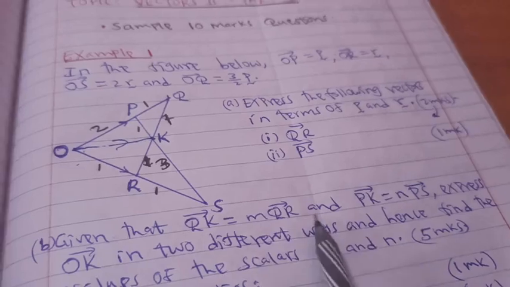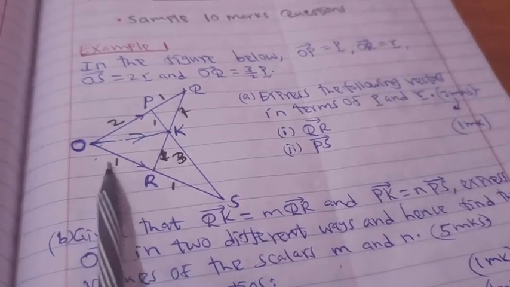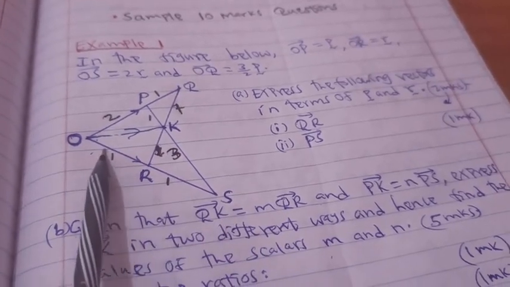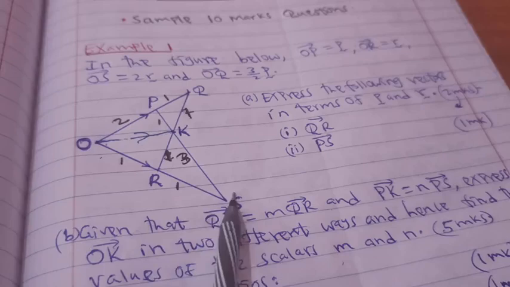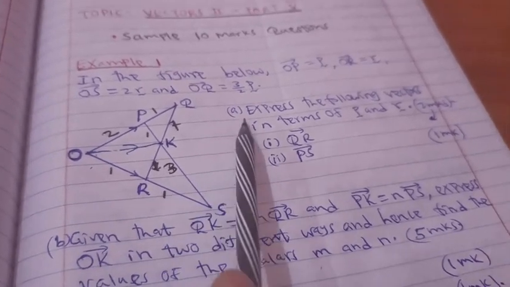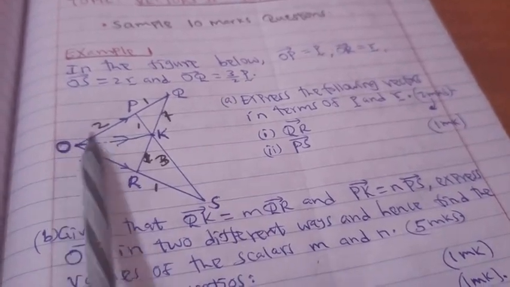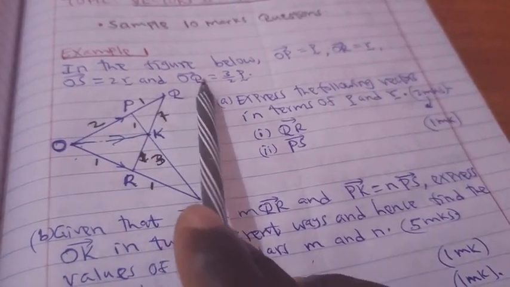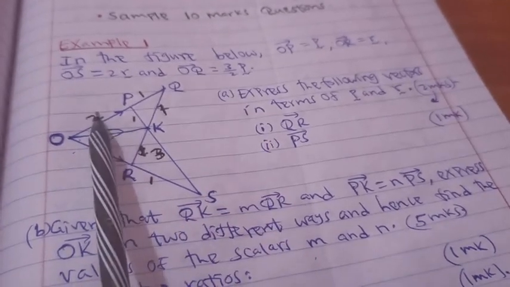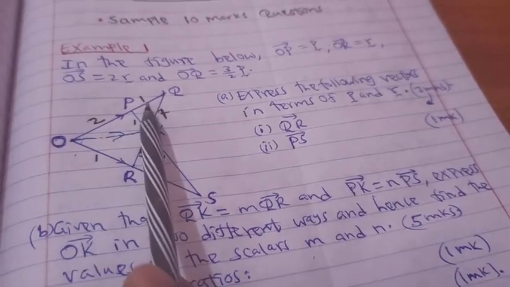When we come to the diagram, we are told that OS is twice R. Therefore, if R is 1, from here to here is 2. Therefore, it means this is 1, this is 1, this is the same as this one. Now, we also are told that OQ is 3 over 2 P. It means OQ is 3 parts, but OP is 2 parts. Therefore, here it is 2, here it's 1, to make them 3 in total.